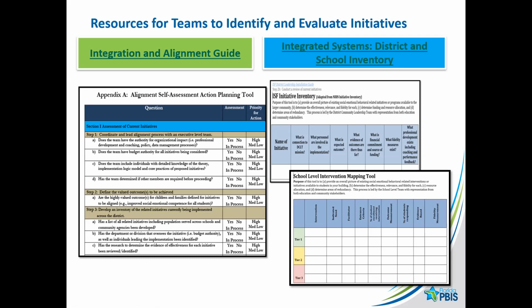And then also the Interconnected Systems Framework Initiative Inventory. So really another excellent resource for resource mapping. You can think about what you have in place, what its purpose is, and what type of need it is meeting or fulfilling if you're engaged in that with fidelity, and really think through the resources you have in place and do some mapping so that you can then integrate and align your work.